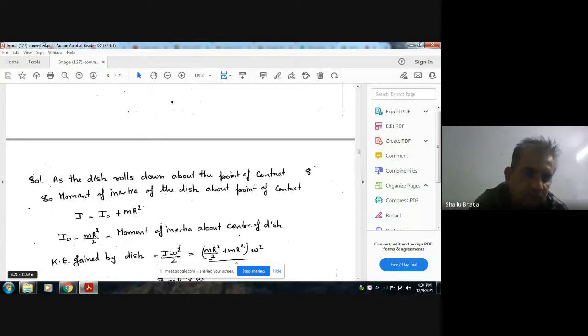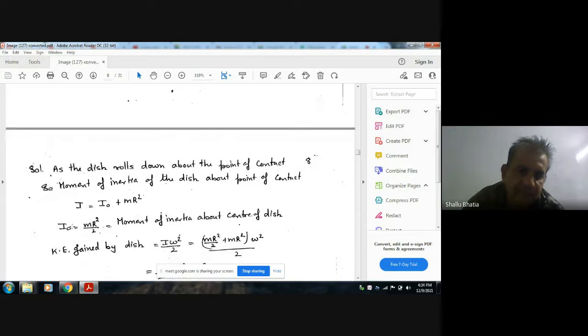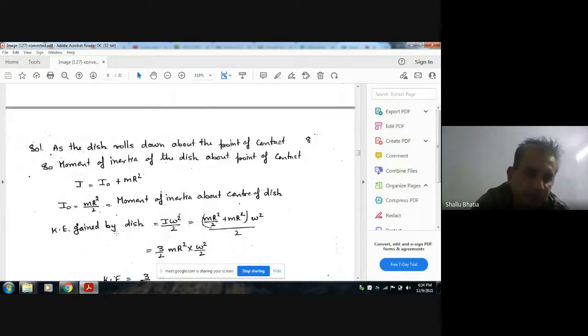Okay. So I naught is mr square by 2, the moment of inertia of the disk about the center of the disk. Using the parallel axis theorem, we get the moment of inertia about the point of contact from the moment of inertia about the center. Now the kinetic energy gained by the disk will be I omega square.